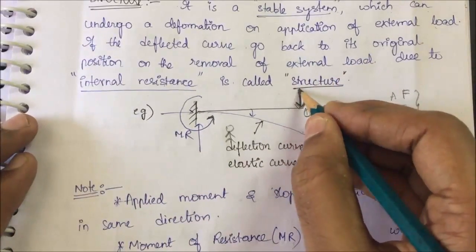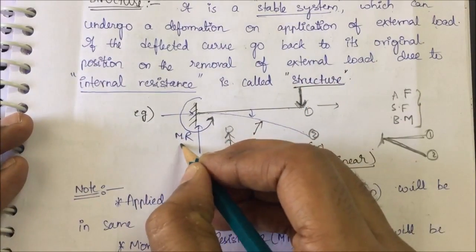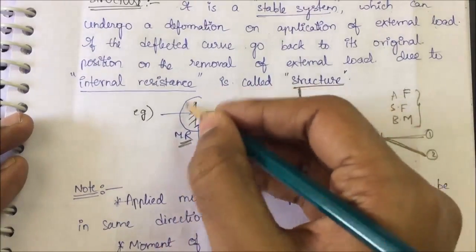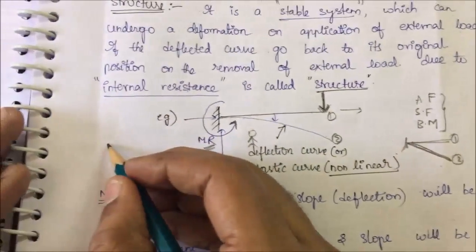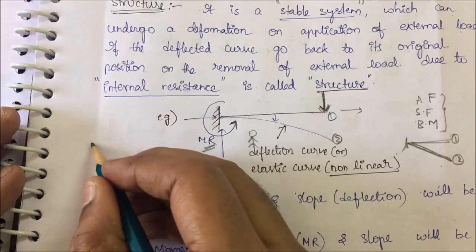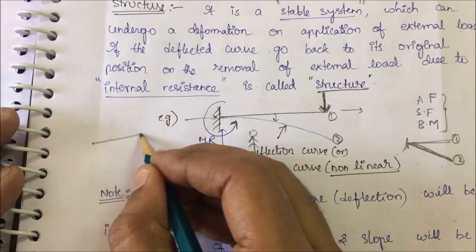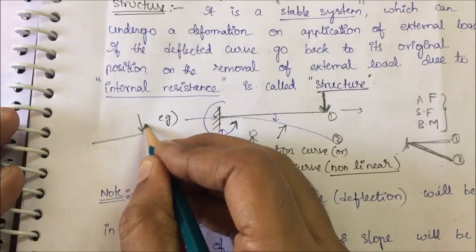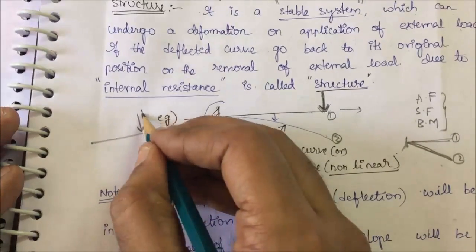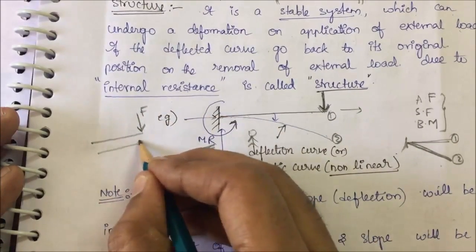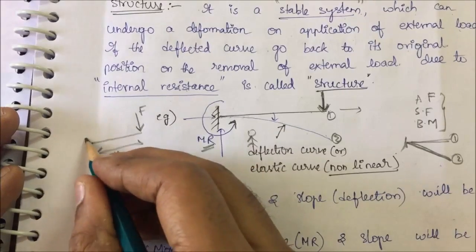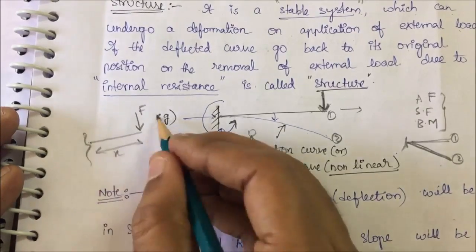First, understand this is not your applied moment. This is the moment of resistance, the internal reaction. So what is your applied moment? Your applied moment is force into distance. If you have a beam like this and you apply some load here, for example F, and this distance is X, what will be your moment at this point? At this point, your moment will be F into X, right?